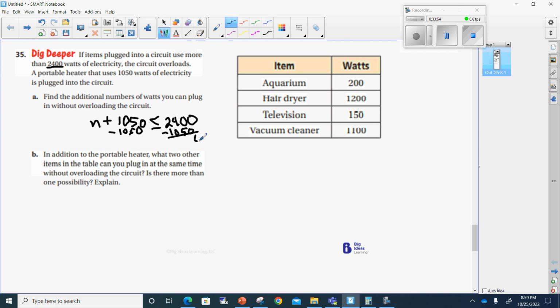When I do this, I get a 0. I'll have to borrow 1 here, making this a 3. And 10 minus 5 is 5. 3 minus 0 is 3. And 2 minus 1 is 1. So n has to be less than or equal to 1,350. It says find the additional number of watts. Well, without overloading it, I can get a number that has to be less than or equal to 1,350 watts.